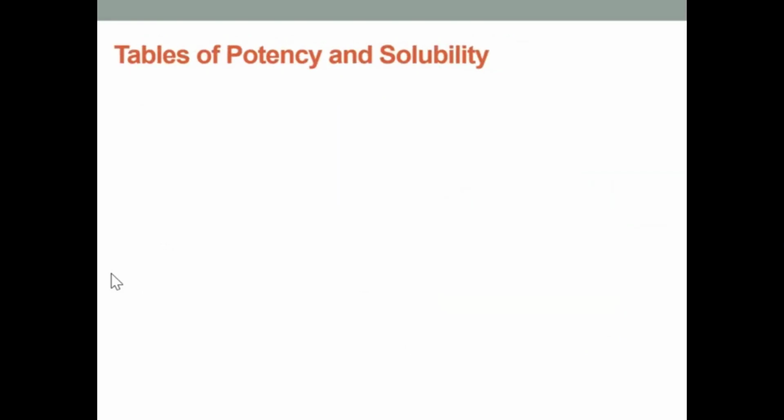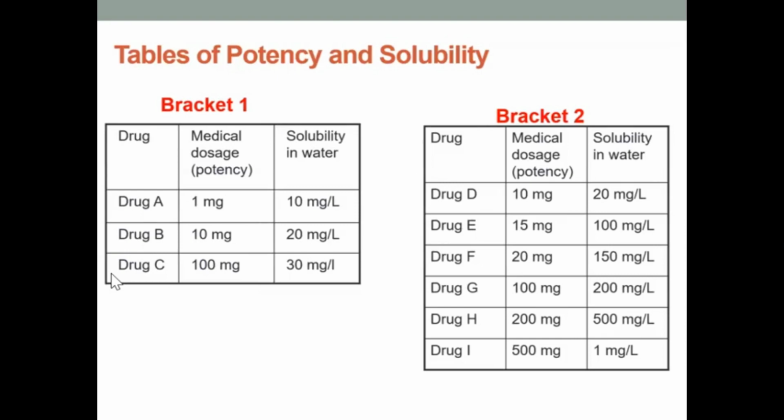Tables of potency and solubility. When we want to select which cleaning regime we want to validate, two of the criteria we're going to be looking at are the potency and the solubility of the drug. In bracket 1 here, we've got drug A, which has a medical dose potency of 1 milligram, so it's quite potent, and its solubility in water is 10 milligrams per litre. Drug B is 10 milligrams of potency and 20 milligrams per litre solubility, and drug C is 100 milligrams and 30 milligrams per litre in its solubility.